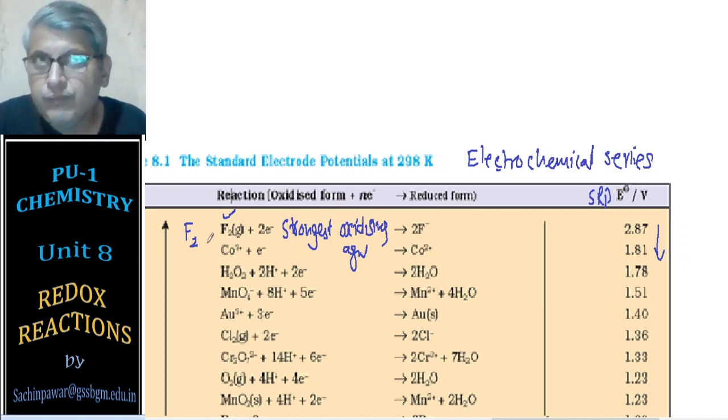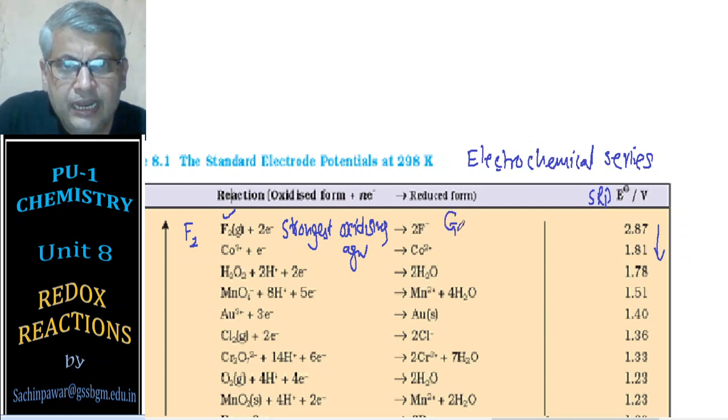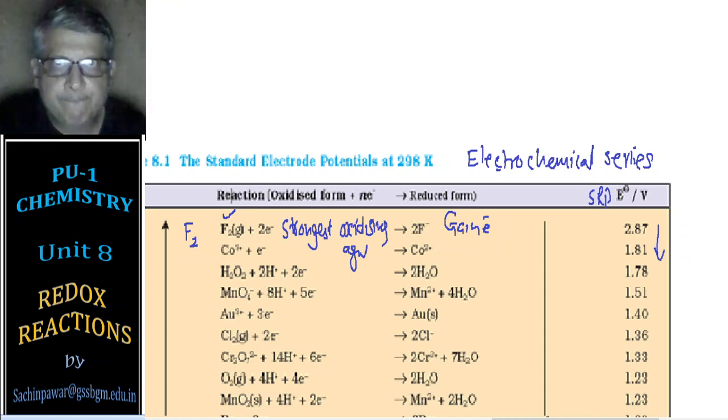An oxidizing agent is the one that oxidizes. Who oxidizes means he should remove electrons from the other, so it has the ability to gain electrons very easily.